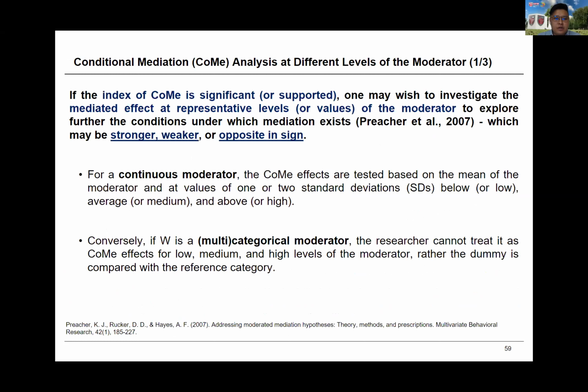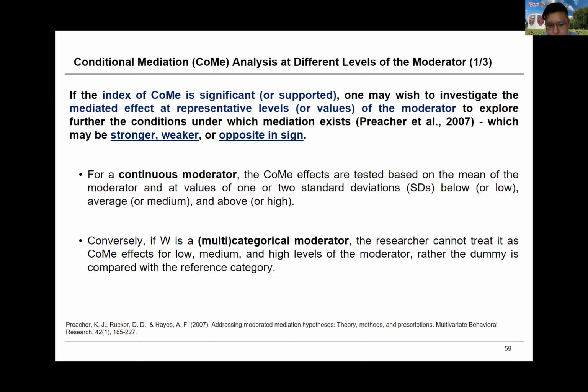Once we have fulfilled the model, regardless of which of the five models, we compare the index of conditional mediation. This is the first rule of thumb you need to fulfill. If this is significant and supported, one could further investigate the representative levels of the mediated effect, whether low, medium, or high. This could be looking into whether it is stronger, weaker, or maybe opposite in sign.